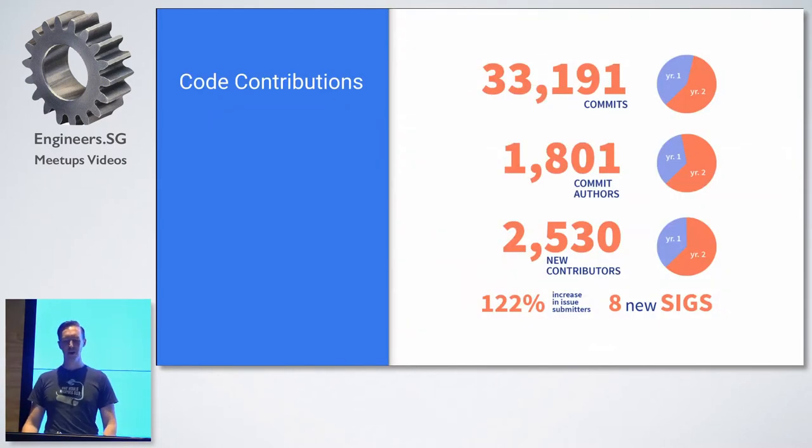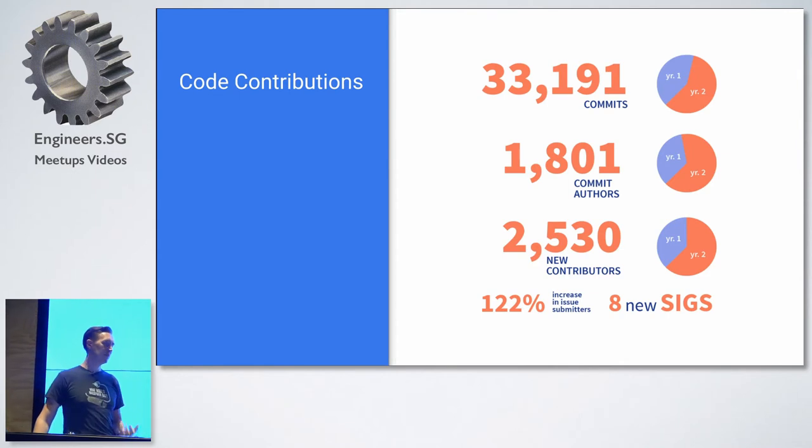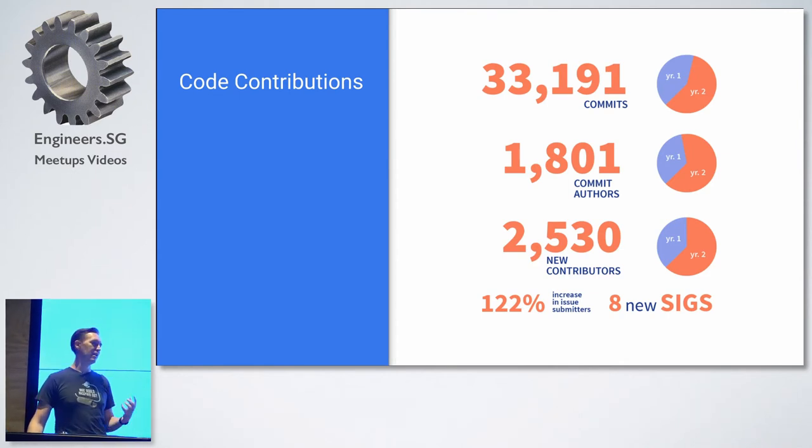So a little bit about the code. I won't go through all the details on this, but you can see that the difference between year one and year two in terms of code contributions is a much bigger jump. Now, in terms of contributions on GitHub, Kubernetes is close to being number one, comparing with Linux kernel and a number of other things. So it's interesting to see how this is scaling.